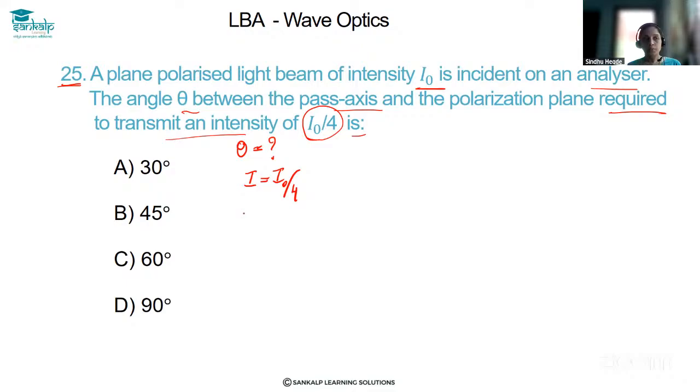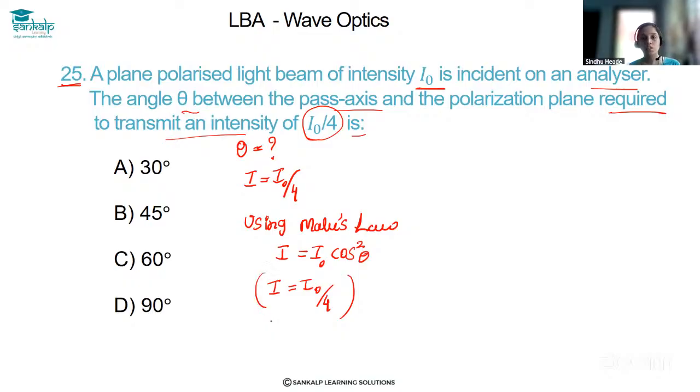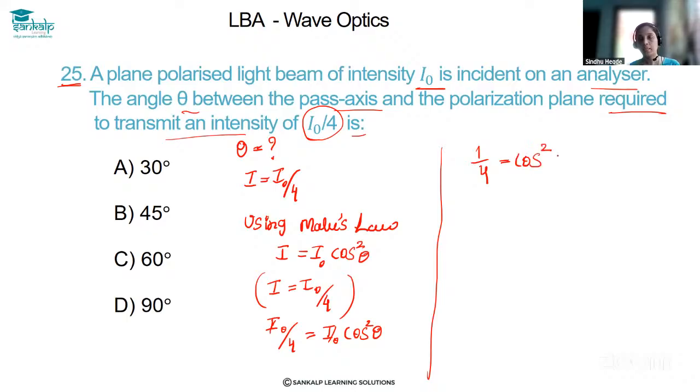So here we use Malus law, that tells that intensity I is equal to I naught cos square theta. In the place of I, we substitute I naught by 4, as given in the question. So the expression becomes I naught by 4 is equal to I naught cos square theta. I naught gets cancelled out. So 1 by 4 is equal to cos square theta remains.